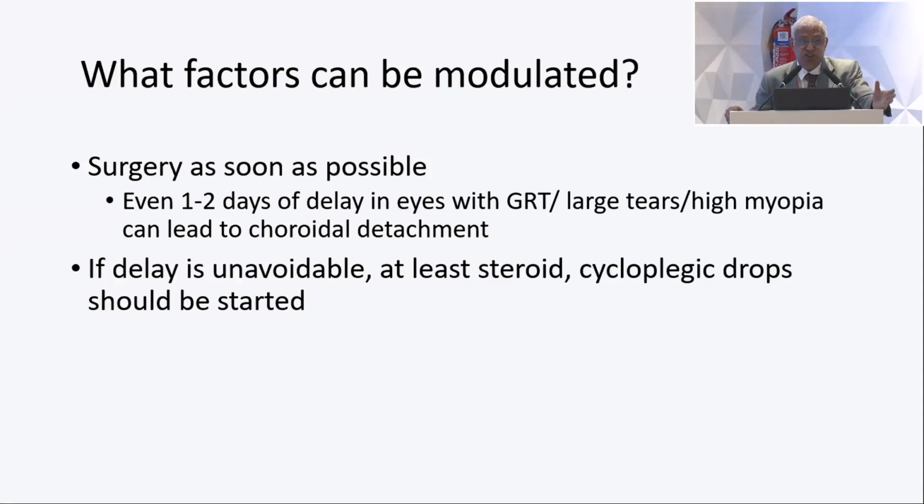So if you find a GRT, please take it as an emergency, even if it is a Saturday night or a Sunday morning. But if delay is unavoidable due to other reasons, systemic factors, for example the patient is not fit for surgery, then at least start them on topical steroids and atropine before you contemplate surgery. Very often this is missed and the patient comes back to you untreated with steroids, at least by topical medication. Next slide, please.